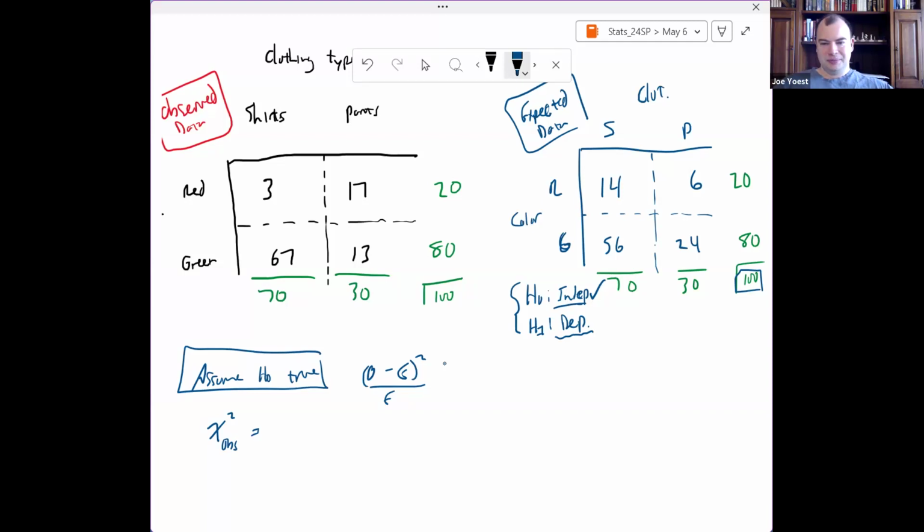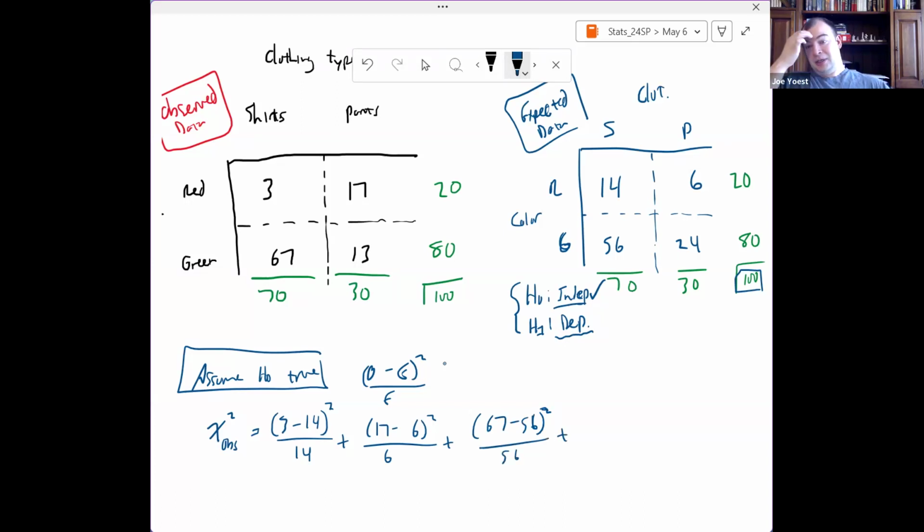And I add those up. So for instance, I have 3 minus 14 squared over 14 plus 17 minus 6 squared over 6 plus 67 minus 56 squared over 56 plus 13 minus 24 squared over 24.